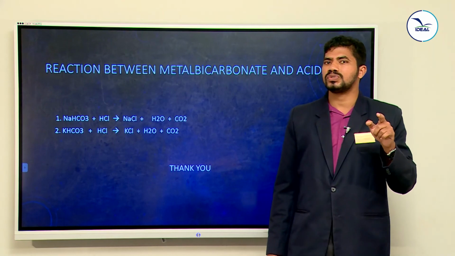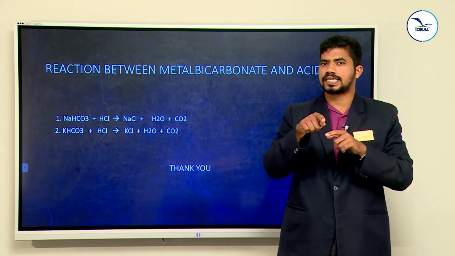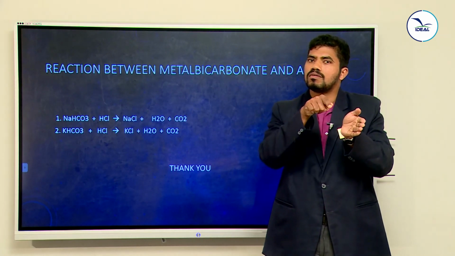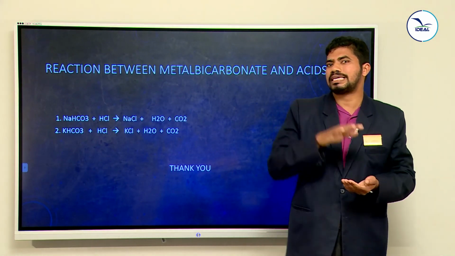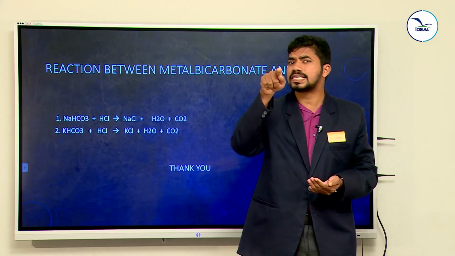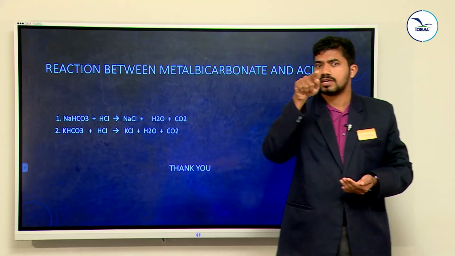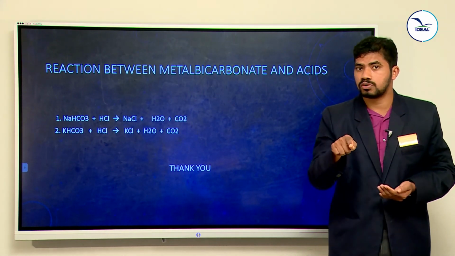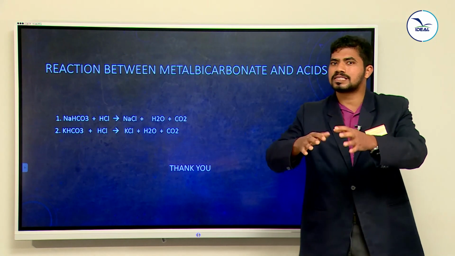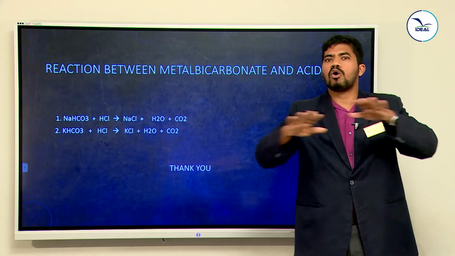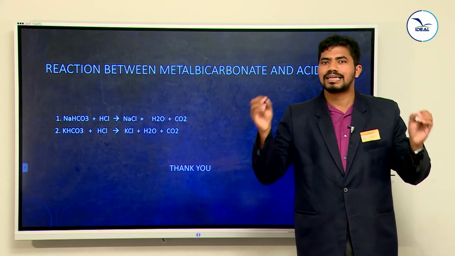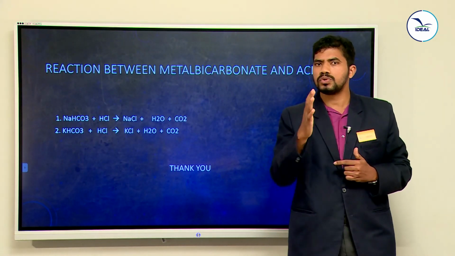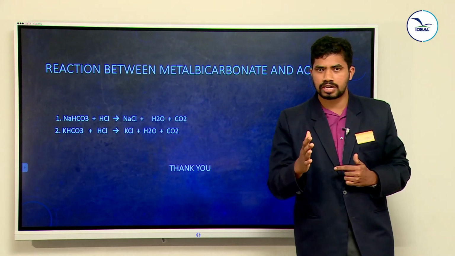Again I am telling you, it's a magic. If you pass carbon dioxide first of all into lime water, you will get a milky appearance. But if you pass excess of carbon dioxide, you will get a clear solution. That milky appearance is completely lost and you will get a clear solution. That is the best test in front of us to identify the presence of carbon dioxide.